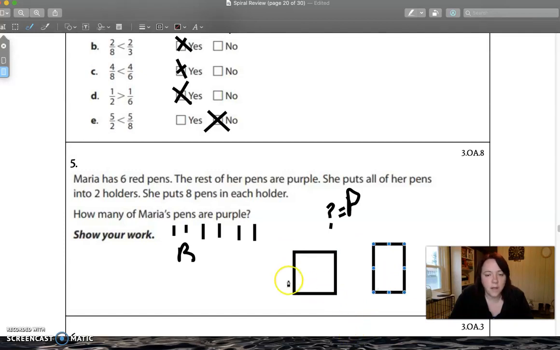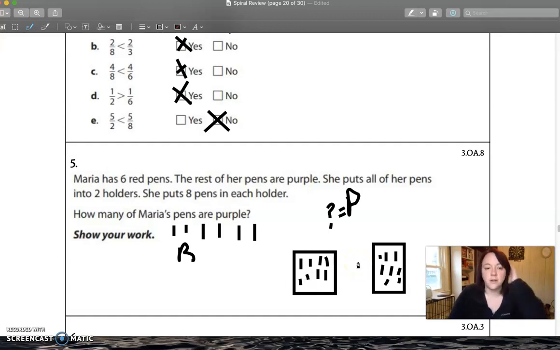Okay, now she wants to put all of them in there. Well, we don't know how many she has total, so we need to figure this out. So if she puts 8 pens in each of them, 1, 2, 3, 4, 5, 6, 7, 8, and 1, 2, 3, 4, 5, 6, 7, 8. So we have to count all those together. 8 times 2 is 16, we know. Okay, so we have 16 total. That is what our total amount of pens are.